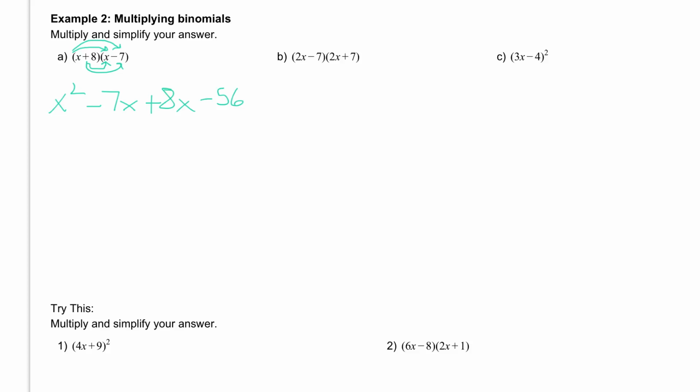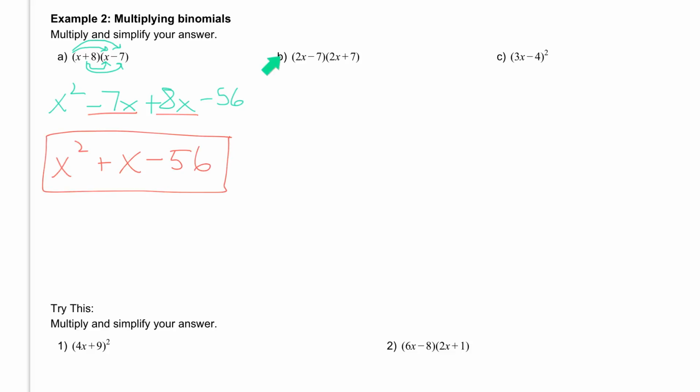After I multiply through, then I want to see if I have any like terms. Well, if I take a look at the middle here, I have a negative 7x and an 8x. Those are like terms that I can add together. So these two right here are the two that I'm going to combine. So I get an answer of x squared. Negative 7 plus 8 is just 1x, so plus x. And then minus 56.